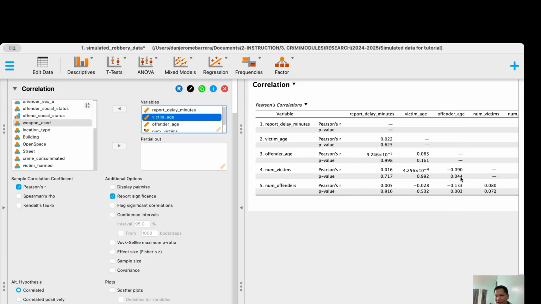So we can see here that there are significant relationships between these variables: offender age and number of victims, and offender age and number of offenders, because of the p-value. The p-value for the relationship between offender age and number of victims is 0.04. So that is below 0.05, our benchmark. So we can say that there is a significant relationship between offender age and number of victims. And the relationship is negative.